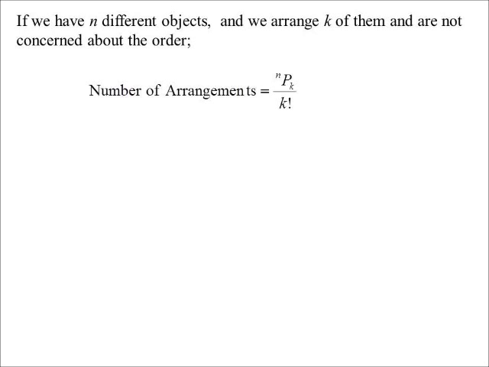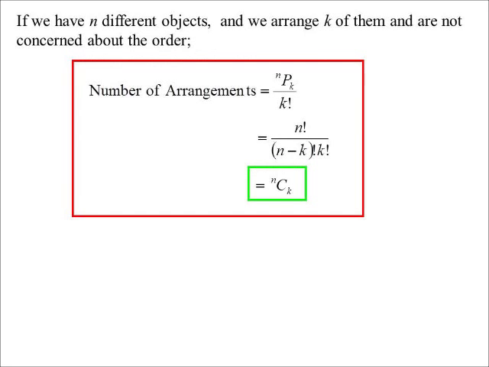All right. N objects, arrange K of them, not concerned about the order. What we're basically saying is it's the number of permutations divided by the number of ways we could have arranged the objects, because we're not concerned with the order. So that becomes n factorial on n minus k factorial on k factorial. On our calculator, that is the combination button, nCk.